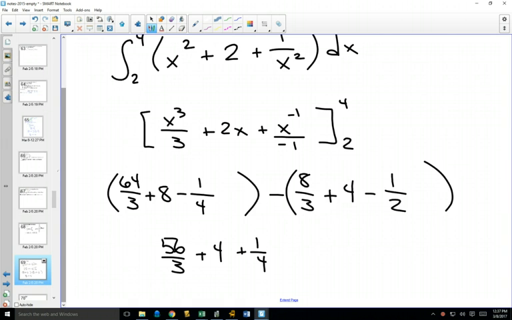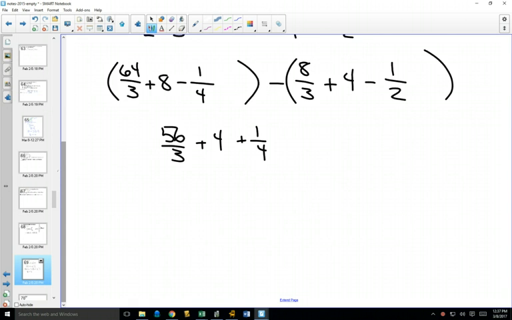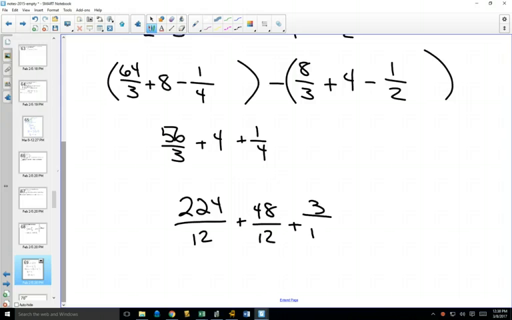In this case, if I want to add this all up, I will need a common denominator of 12. So if I multiply this by 4, I'm going to get 224 over 12 plus 48 over 12 plus 3 over 12, which is 275 over 12.